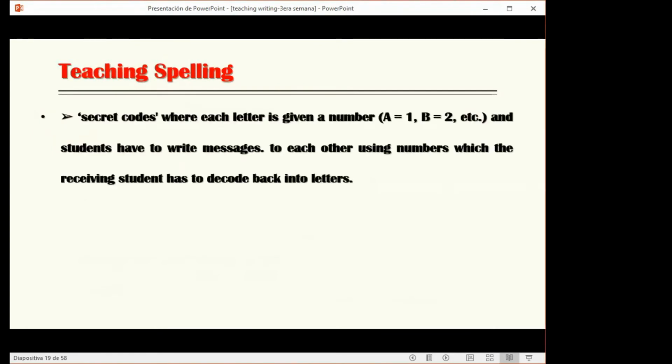Another one is using secret codes, where each letter is given a number. I think this is very common. The secret messages. A is 1, B is 2, and so on. Students have to write messages to each other using numbers, which the receiving student has to decode back into letters. This is very interesting too.